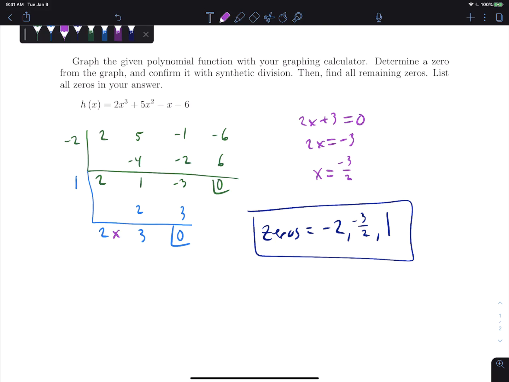By the way, if you knew or you were guessing that -3 halves was a 0, you could have proven it using synthetic division over here. Bring down the 2. -3 halves times 2 is -3, and that leaves us with a 0. Notice again that this 2 is just the leading coefficient. That's all it is. But this is another proof that -3 halves is also a 0. It works either way. I personally would just leave everything like this.